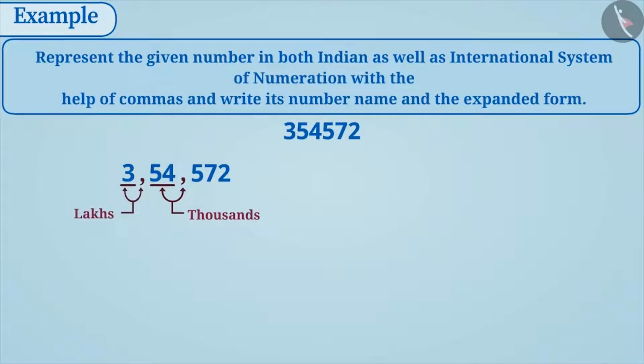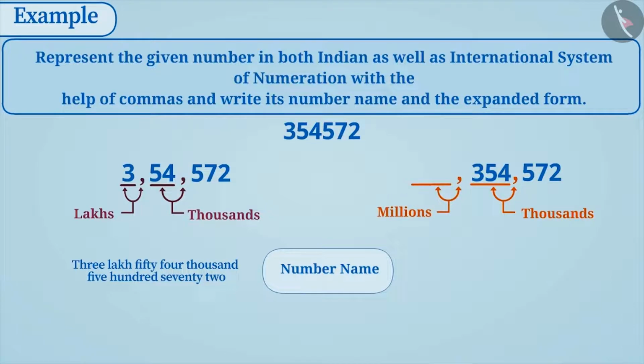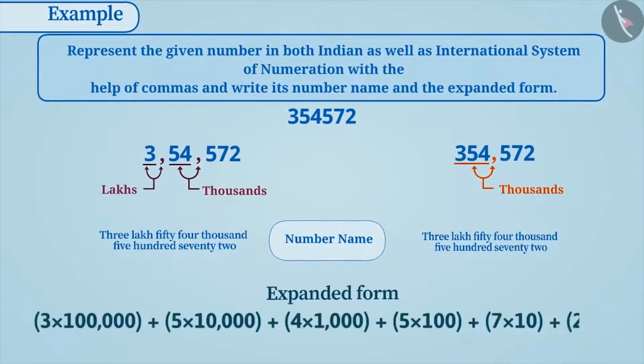The number name of this number is 3,54,572. In the international system of numeration, commas are written after the third digit from the right to mark thousands and then after 3 digits to mark million. Here, as there is no digit to mark million, we will not use a comma for millions. The number name of this number will be 3,54,572 and the expanded form of this number is as shown.